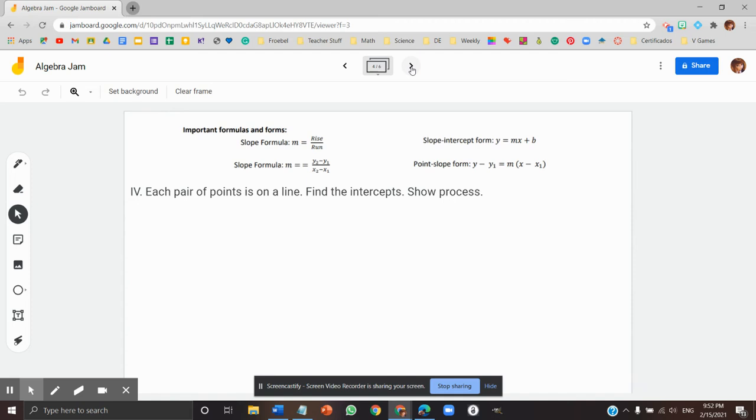On the fourth part, it says: given a pair of points on a line, find the intercepts and show the process. So for example, I'm going to give you 2 points on a line and you have to find those intercepts. How can you do this? It's going to be a little bit longer. So here you're going to need a mix of all the formulas. You're going to need this one, and you're going to end up with something like this.